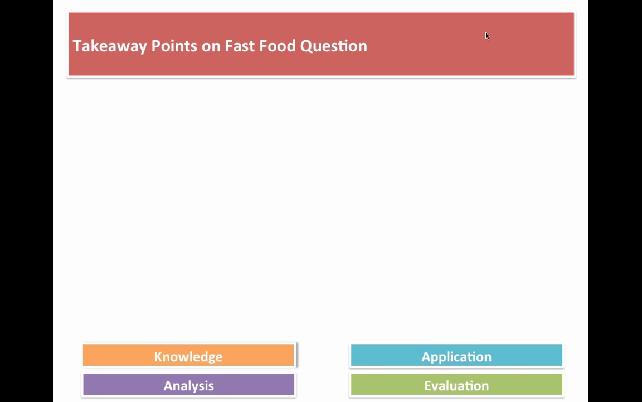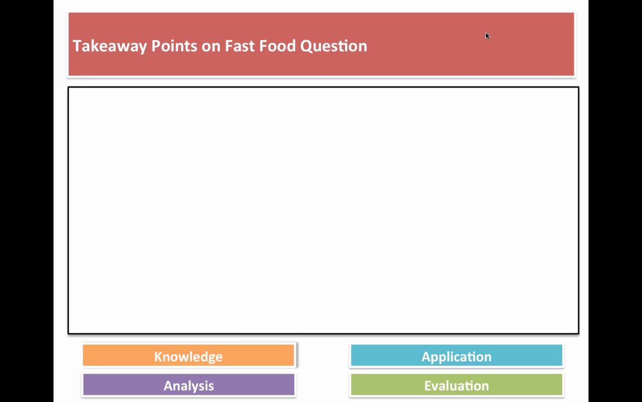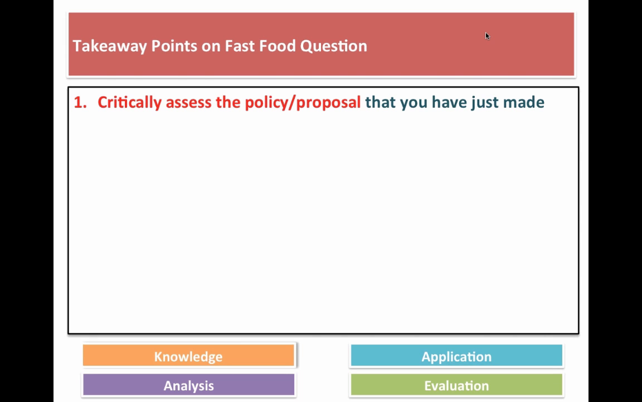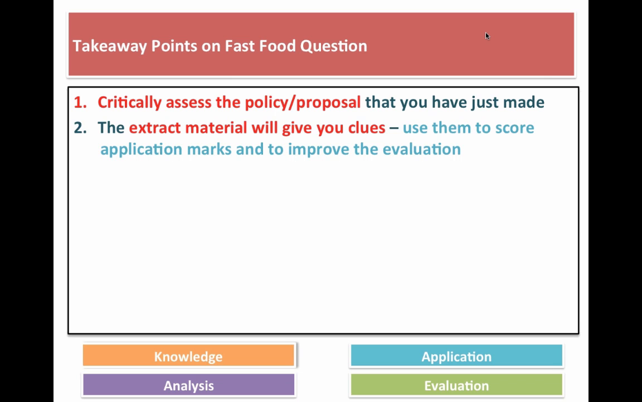So on our fast food evaluation question, what are my key takeaway points? The first is, when you get a policy intervention or a proposal, be prepared to critically assess it. Don't take it at face value. Do the analysis first, but be prepared to be critical of the policy. Use the extract material. Now, this is incredibly important in the exam that you may be taking in just a few days' time. The data, and the evidence, and the arguments in the extracts provided are there to help you.